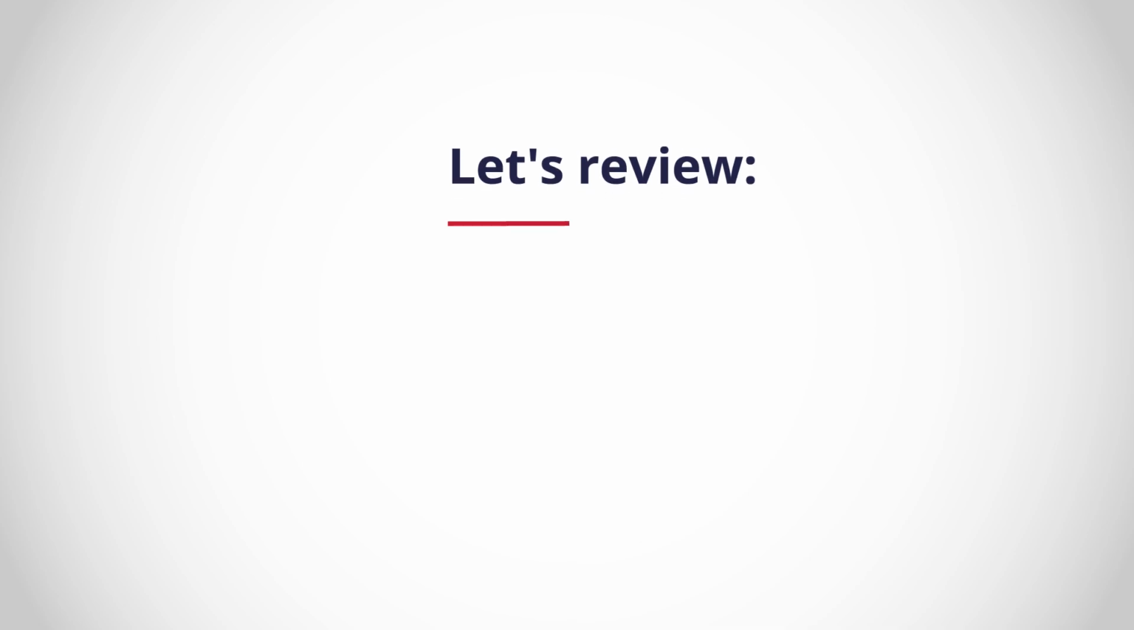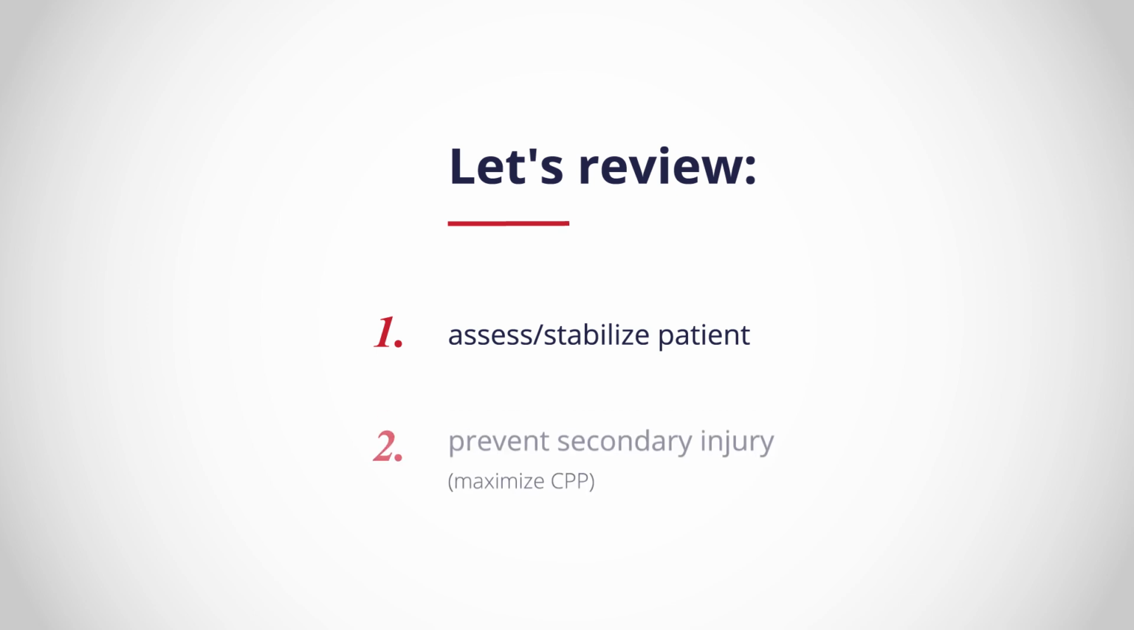Let's review. When a patient presents with TBI, they need to be assessed, including a neurologic assessment, and stabilized. Use the Glasgow Coma Scale to quickly communicate their level of disability. Once they're stable, your job is to prevent secondary injury by managing their cerebral perfusion pressure, which is MAP minus ICP.